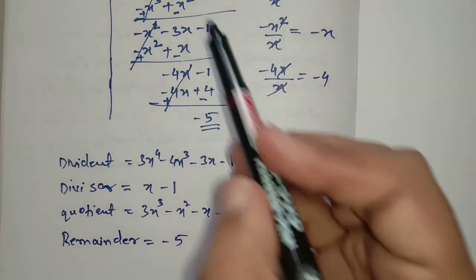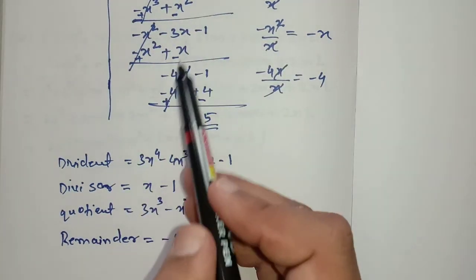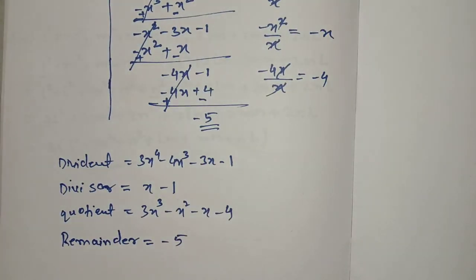I hope you understood how to divide it. If you have any doubt, you can write in the comment section, and I hope you know which is the dividend, which is the divisor, which is the quotient, which is the remainder also. If you have any doubt, you can write in the comment section.